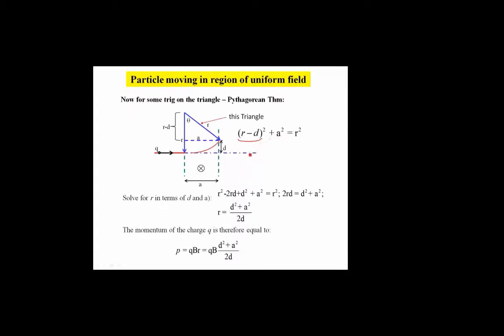Okay, so expand the (r minus d) squared, and that's shown right here. Add a squared to it, and that's equal to r squared. So you have r squared on both sides, so those cancel. You can rewrite this as 2rd is equal to d squared plus a squared.